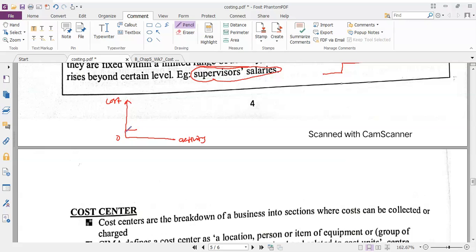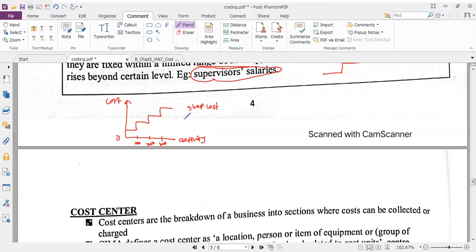Okay, mula dia constant at a certain level of activity. Okay, lepas tu dia naik sikit and then dia constant balik. Okay, certain sampai dekat level dia, certain limit of activity dia naik lah. And then dia constant balik. Lepas tu 300 production, dia naik balik, lepas tu dia constant. Okay, this is the step cost. Okay, contoh dia adalah supervisor salary.